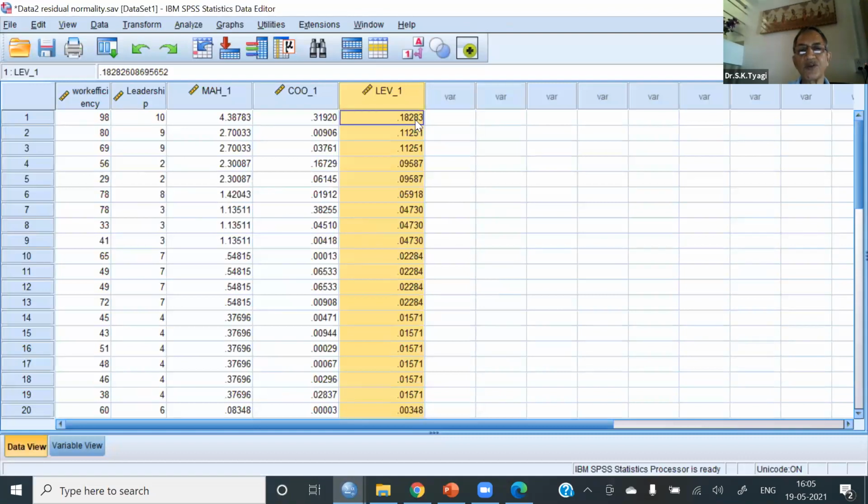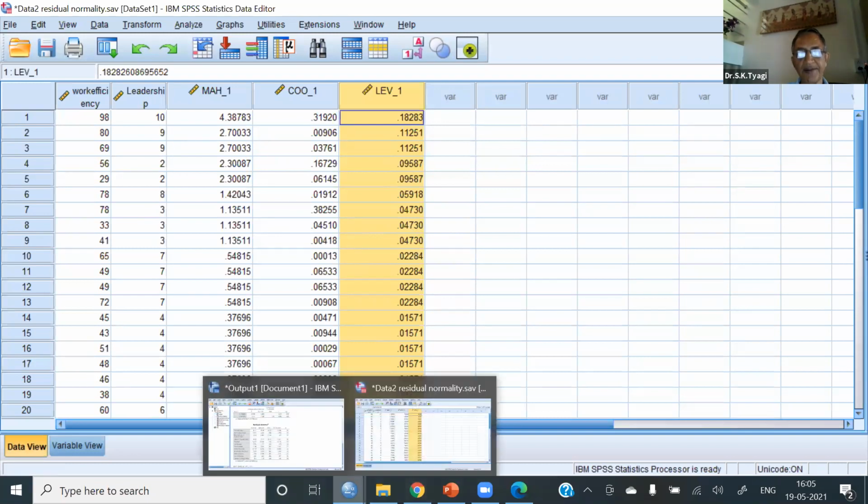The maximum value is 0.18283, then 0.11251, then 0.11251, and our critical value was 0.08 if I remember well. So these are the 5 values: 1, 2, 3, 4, 5. These are 5 outliers. So there is some problem with this data.